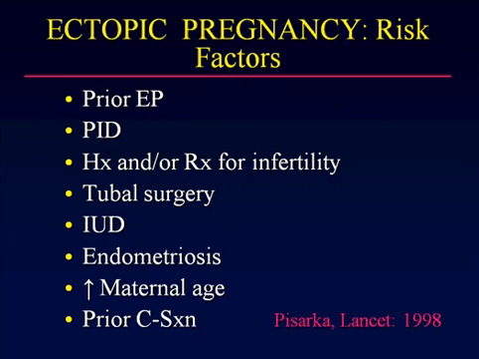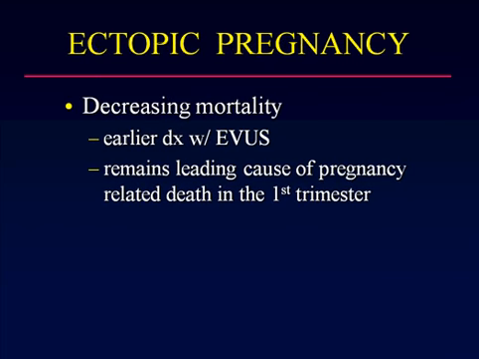The risk factors for ectopic pregnancy are listed on this slide, and the most important include any history of prior ectopic pregnancy, pelvic inflammatory disease, history or treatment for infertility, and tubal surgery. But if a patient has an IUD or endometriosis, or is an older woman or a woman who has had a prior cesarean section, the risk of ectopic pregnancy is also substantially increased.